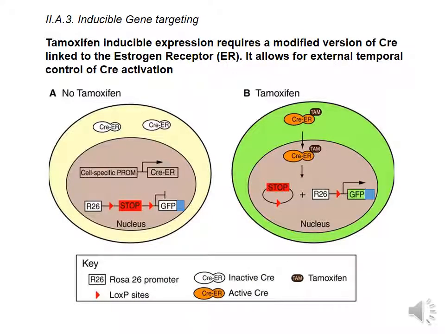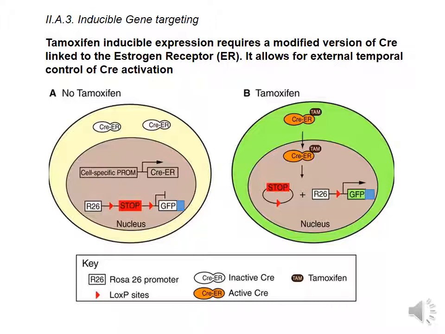This is another example of using the Cre LoxP system, but for generating inducible gene targeting. For this, we will need a modified version of the Cre enzyme, which is linked to the estrogen receptor. The estrogen receptor can be activated by the use of tamoxifen, and the use of tamoxifen will drive the localization of Cre into the nucleus. So this system allows for external temporal control of the Cre activation.